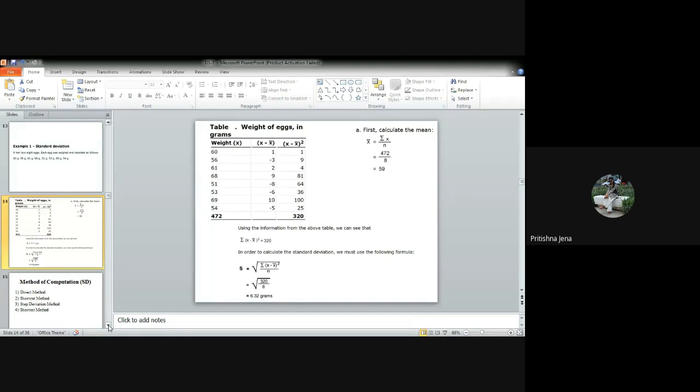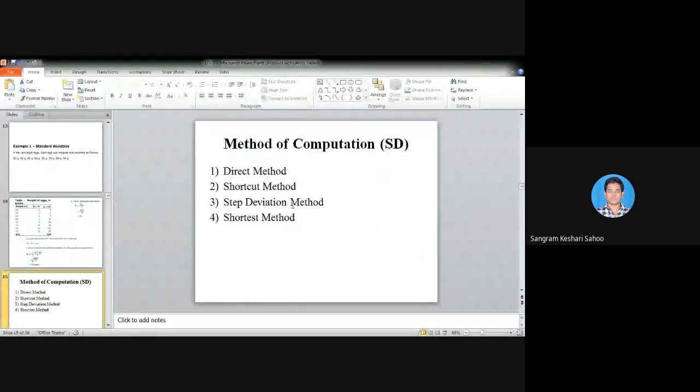What are the basic methods used in the calculation of standard deviation? Can I move to the next slide? Yes, sir. So these are the basic methods used for computation of standard deviation. The first method is the direct method. The second is the shortcut method. The third is the step deviation method. The fourth is the shortest method. It is very similar to the arithmetic mean where these methods are used, but here the formulas are different compared with the arithmetic mean.